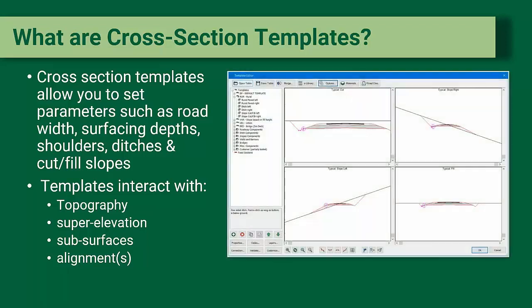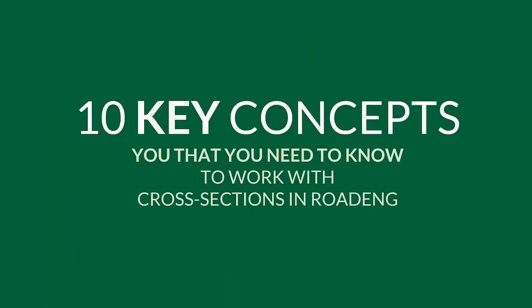Now, a road design without a cross-section is pretty much simply an alignment. That is to say, with no surface information, no project footprint or volumes would be present. So cross-section geometry is a really important part of the design and, as I mentioned, probably one of the most complicated. So our plan today is to break down cross-section templates into 10 key concepts that you need to understand in order to work with them inside of RoadEng.